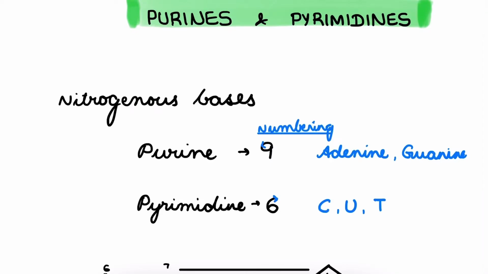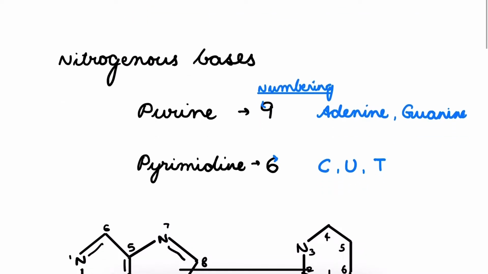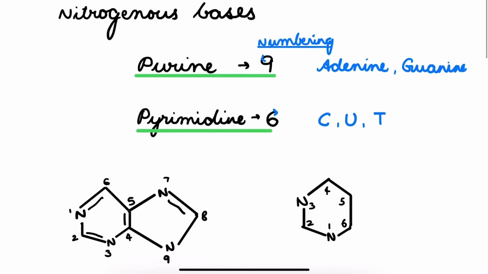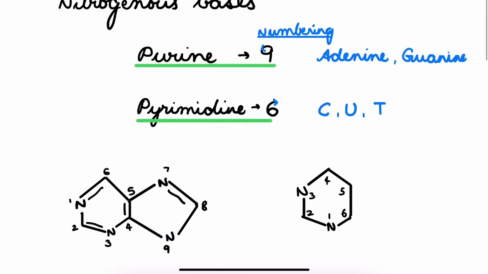Today we are going to learn about purines and pyrimidines, how they are numbered, and the contributors to their base atoms. So let's get started. Nitrogen bases we can classify into two types, purines and pyrimidines. Purines have got 9 atoms in their structure and pyrimidines have got 6 atoms. Purines have got 9 atoms, and how are they numbered?